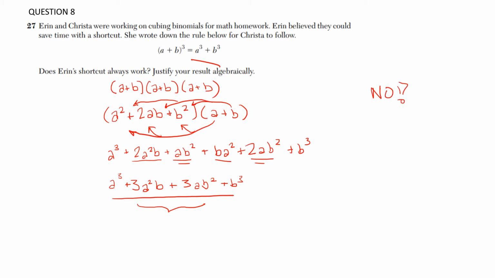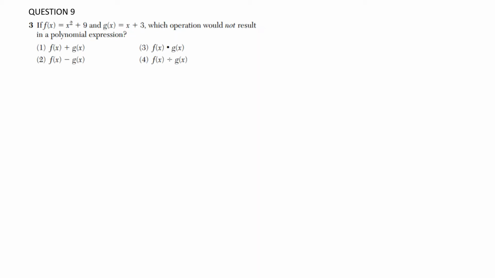All right, moving on. So question 9 asks, if f of x equals x squared plus 9 and g of x equals x plus 3, which operation would not result in a polynomial expression? All right, so let's work this out. For answer choice 1, you have f of x plus g of x, which would give us x squared plus x plus 12. And that looks like a polynomial expression. That's fine. So that can't be our answer.